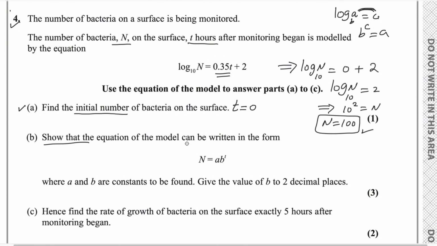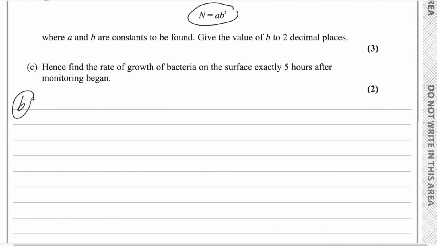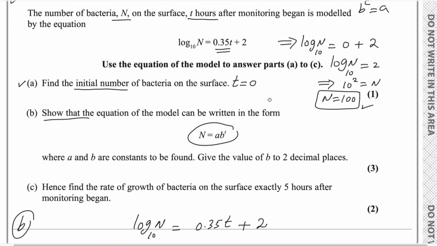Show that the equation of the model can be written in this form. Let me write this equation again here to solve the second part: log N base 10 is equal to 0.35 t plus 2. This is the model equation given there.